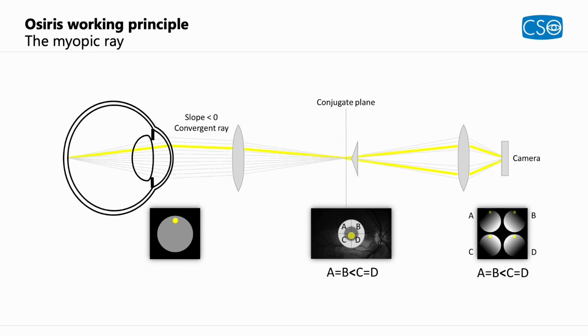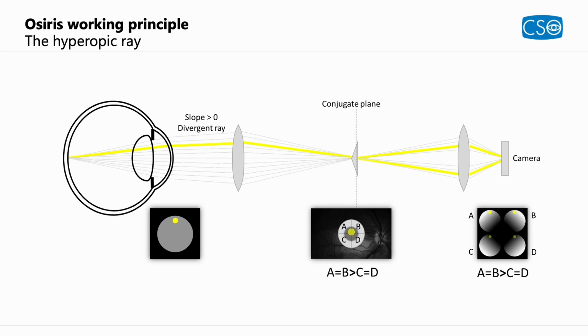When you work with the myopic ray, the conjugate plane created by the pyramidal lens makes A and B equal, but less than C and D. You can see here that it happens both at the conjugate plane and on the plane of the retina. In the hyperopic ray, you have just the opposite: A is equal to B, but larger than C and D, and this is characteristic of the hyperopic eye.